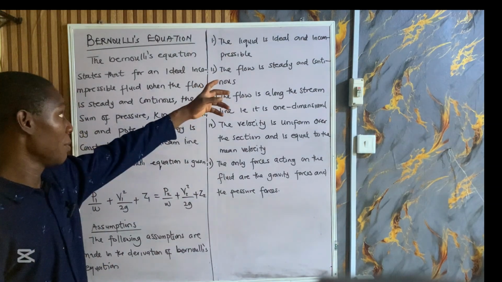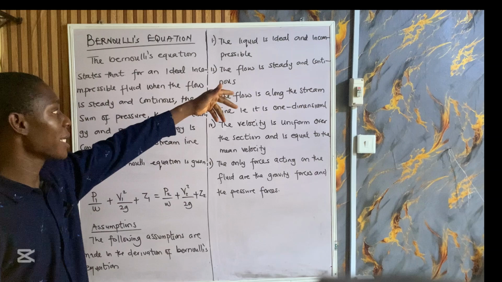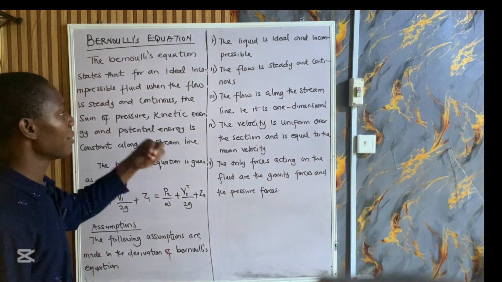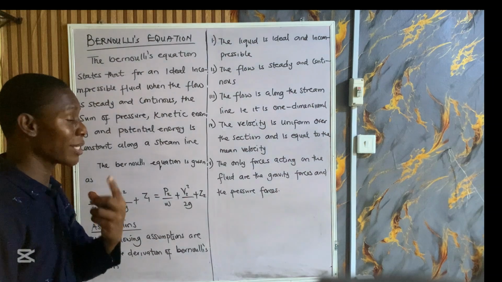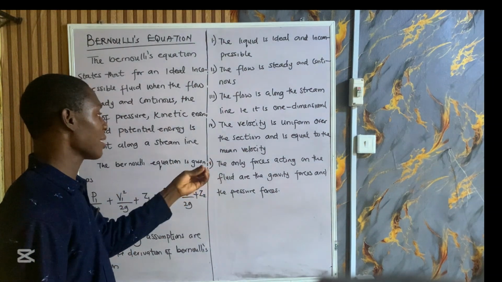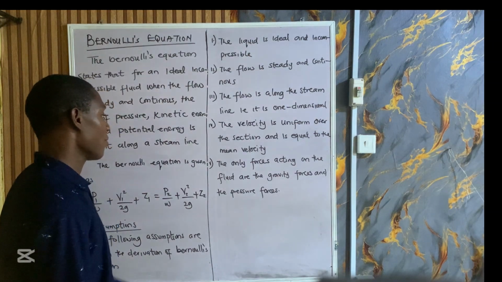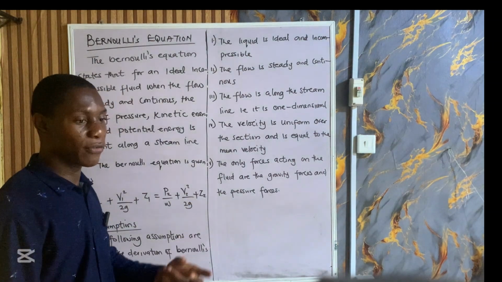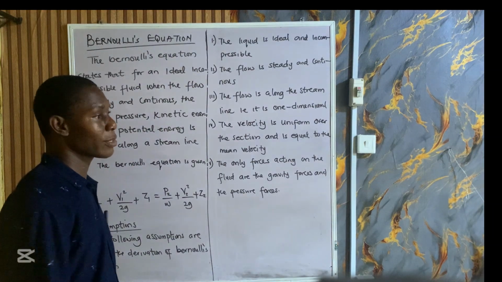One is that the fluid is ideal and incompressible. Two, the flow is also steady and continuous. The flow is also along the streamline, that is, it is just one dimensional. Again, the velocity is uniform over the section and is equal to the mean velocity. And lastly, the only forces acting on the fluid are gravity forces and pressure forces alone. So that's that about that.